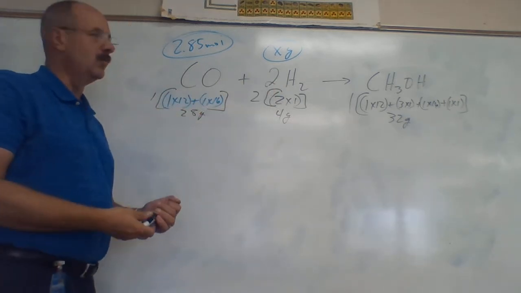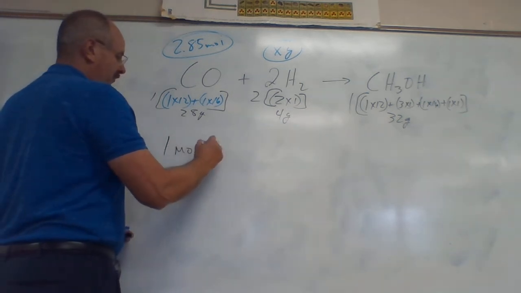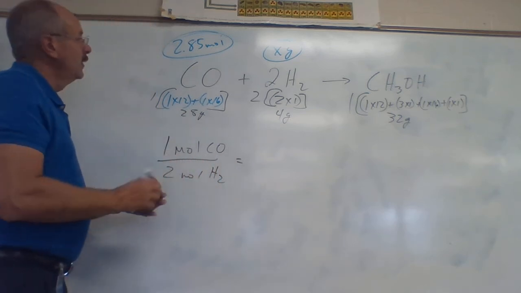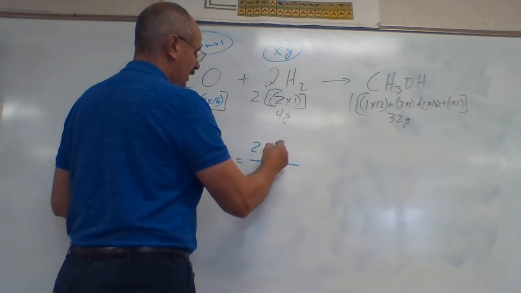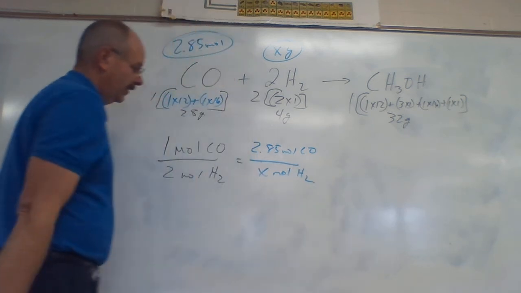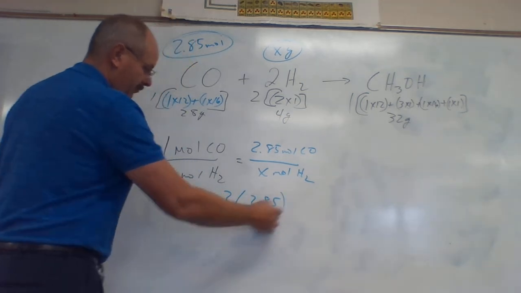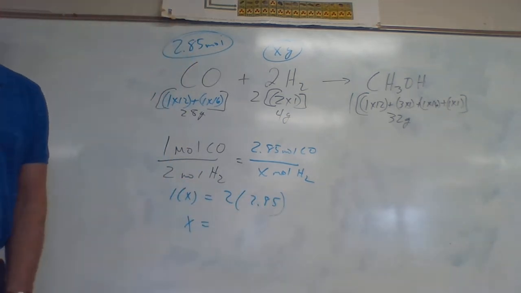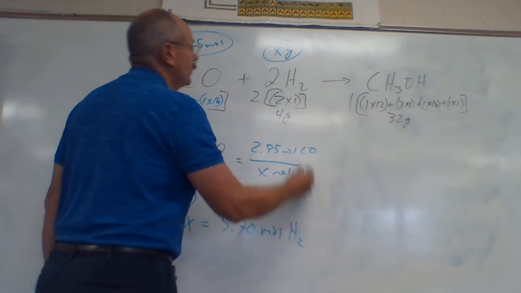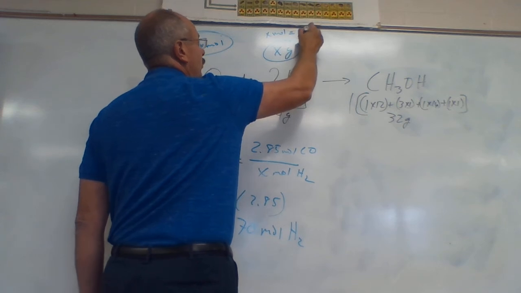So according to my cheat sheet, we're going to go moles to moles. So that means I need, according to the balanced reaction, 1 mole of CO will react with 2 moles of H2. Then we go, well, I don't have 1 mole of this. I've got 2.85 moles of CO and X moles of H2. Let's multiply: 1 times X equals 2 times 2.85. So X ends up equaling 5.70. And that's moles of H2. So we know that this is 5.70 moles.